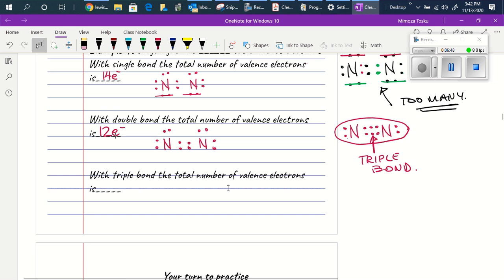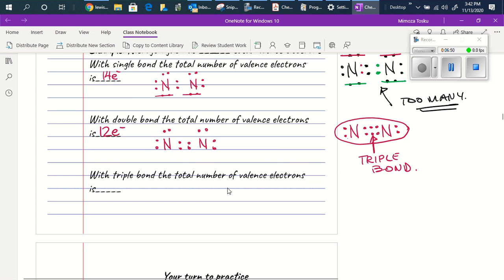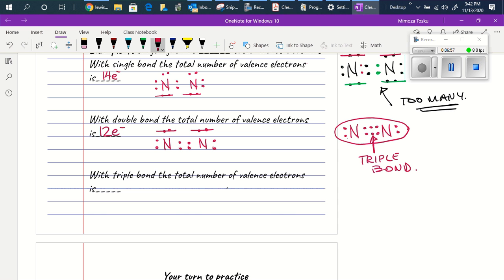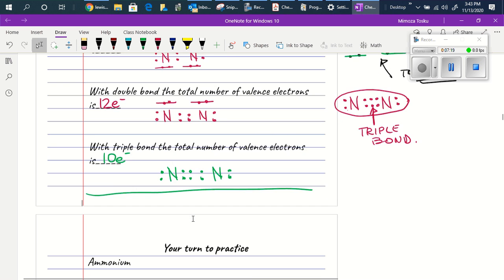And then what we do now is we erase those 2, and then we create the triple bond. So 1, 2, 3, 4, 5, 6, and then 2 electrons here. So the total number of electrons is 10 electrons. And this is what we do when we create the triple bonds.